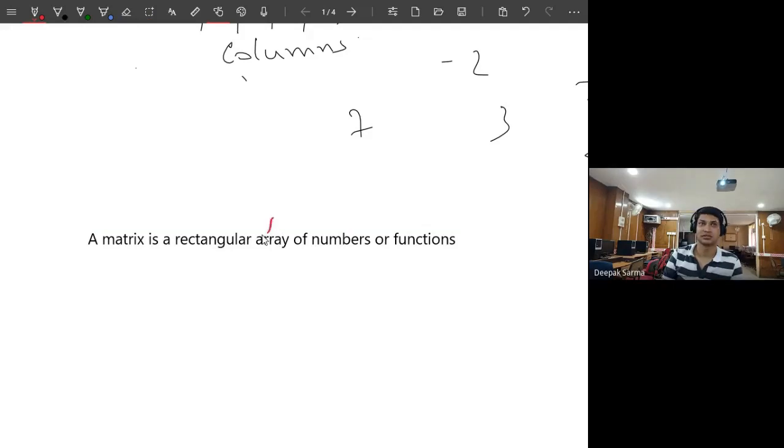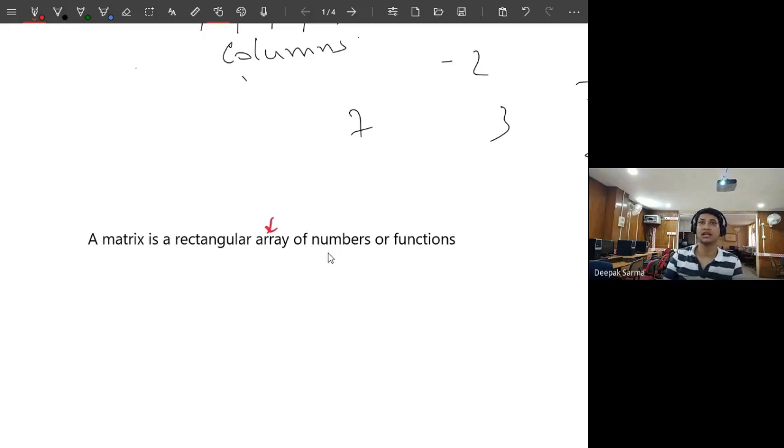Arrangement of numbers, maybe, sir. Okay, arrangement. But when you call array, array means some ordered arrangement, or you can say some beautiful arrangement or attractive arrangement. So it is arrangement, but this is a comparatively stronger term. It says beautiful arrangement. So we arrange them in a nice structure. So rectangular array means the structure is nice as well as it is in rectangular shape.